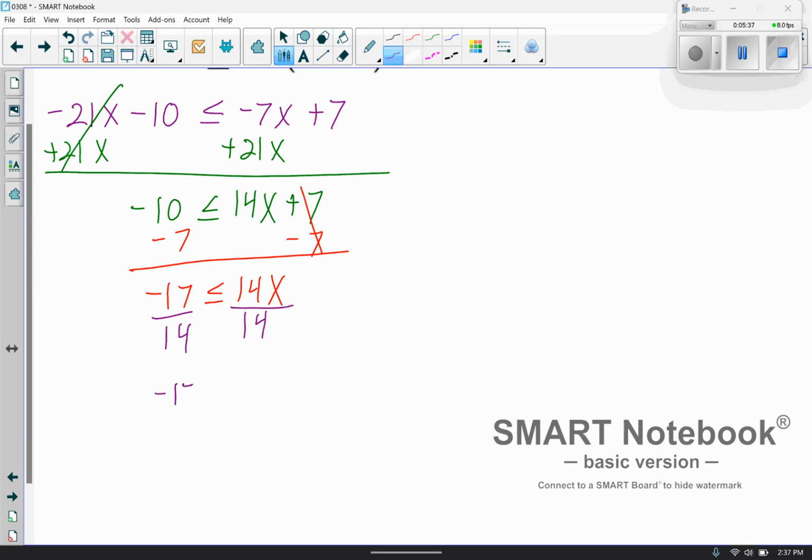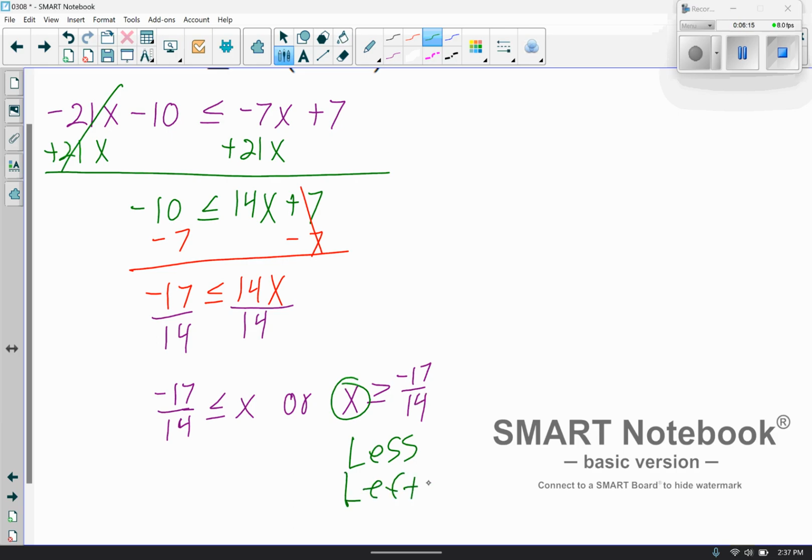And so let's see, that's going to leave us with negative 17 over 14, which I'm not going to be able to reduce, is less than or equal to x. Or you could look at this as saying x is greater than or equal to negative 17 over 14. So remember, now we're talking about we want values that are greater than this. Well, greater is going to be to the right, less is left. So that might be a little trick to help you remember. If it's greater, you're going to go to the right. If it's going to be less, then you're going to go left. So that might kind of help you a little bit.